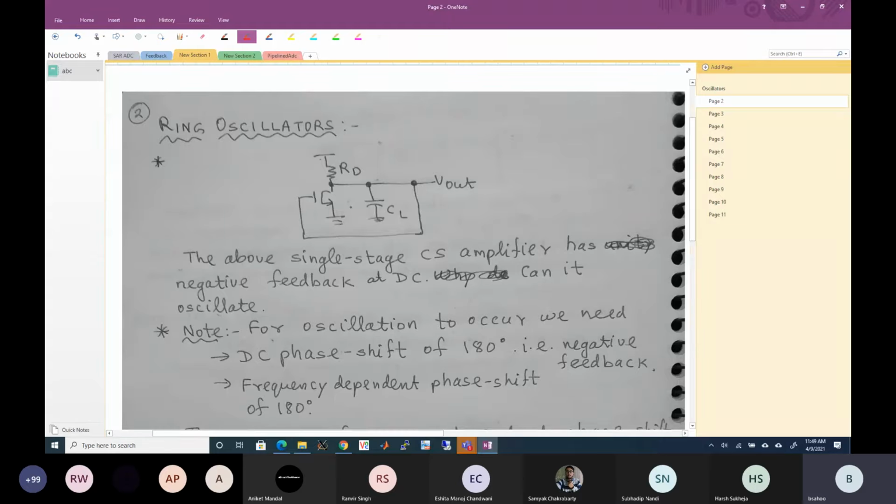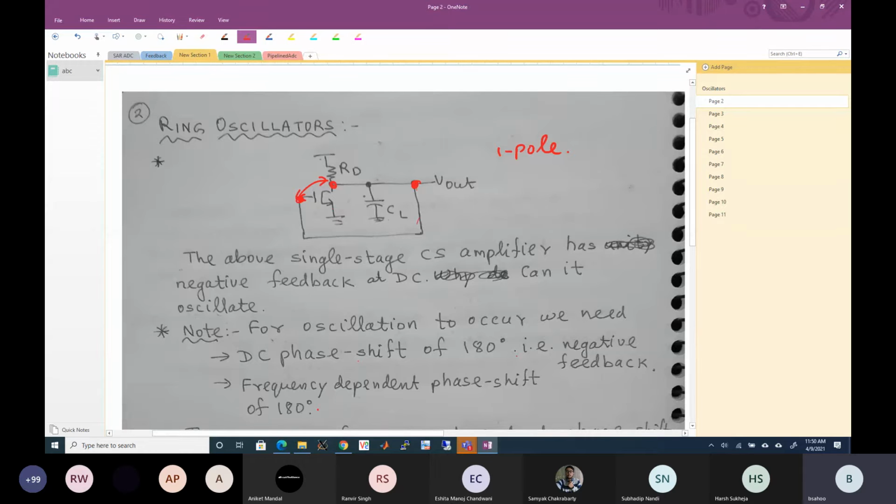I'll discuss that later. Now, if I have a single stage common source amplifier and I connect the output back to the input, there is only one pole here. For oscillation to occur, we need a DC phase shift of 180 degrees. So this to this is a phase shift by connection, 180 degrees. But from here to here, I need a DC phase shift of 180 degrees, that is negative feedback, and a frequency dependent phase shift of 180 degrees.